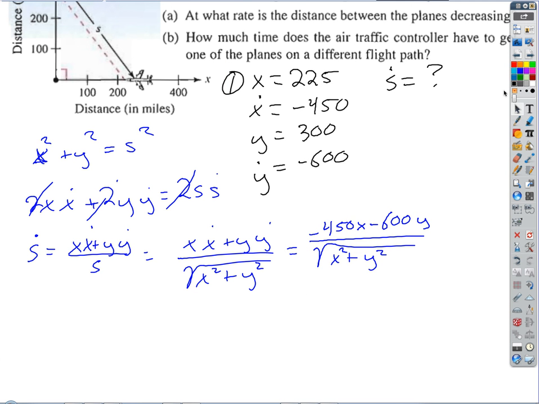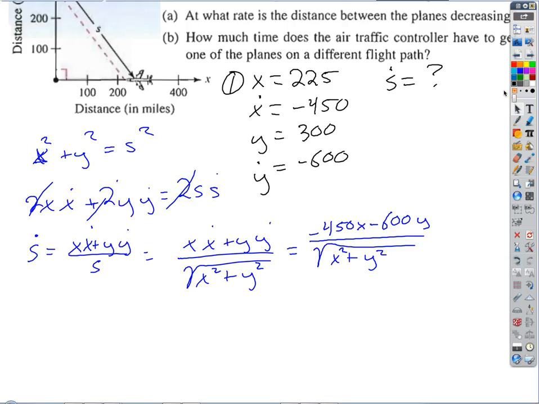How much time does the air traffic controller have to get one of the planes on a different flight path? How are you gonna do that problem? Be problem solvers, because there's a bunch of ways you could answer this question. It's not like you're gonna do some more calculus and get an answer out of this. You have to interpret some stuff. We kinda did the related rates problem right there. That was the typical related rates problem, where we wanna know what's S dot at that frame in the movie. Okay, answered it, check it off.